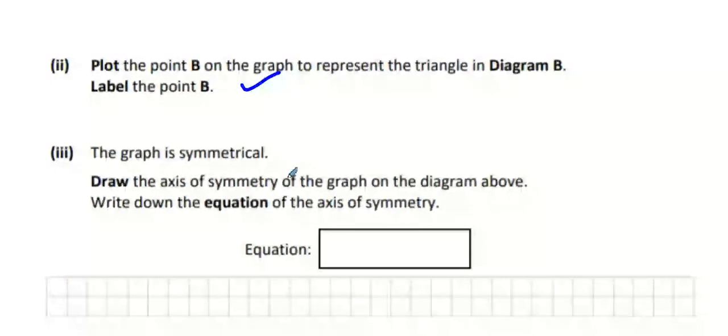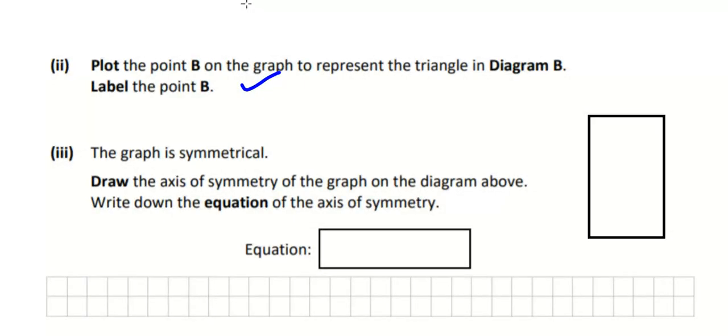The graph is symmetrical. Draw the axis of symmetry. Write down the equation of the axis of symmetry. So an axis of symmetry, if we had a shape like a standard rectangle, is where you can fold it. It goes straight down the middle, or you can go straight across. In a rectangle's case, there are 2 axes of symmetry. In the likes of a circle, there are infinite axes of symmetry, provided they go through the center of the circle. Let me explain.